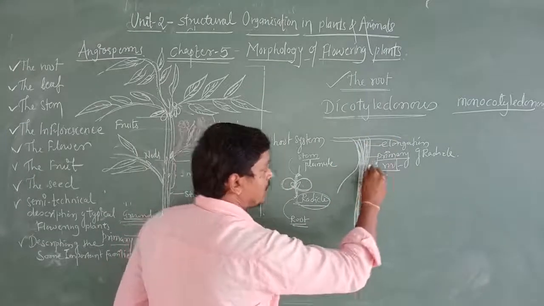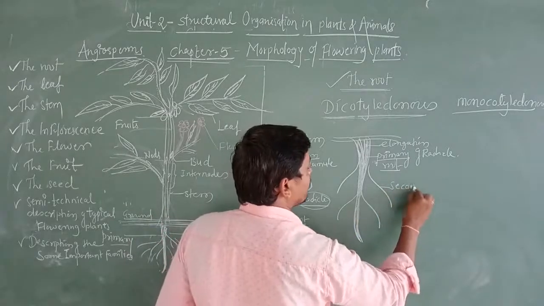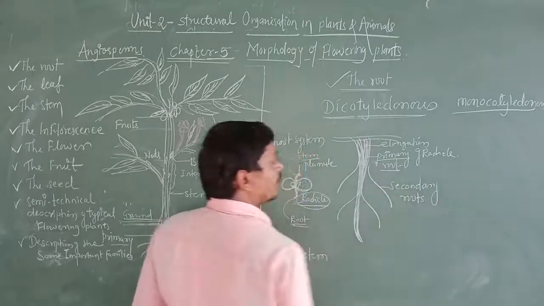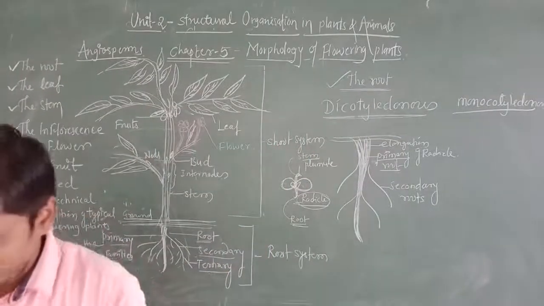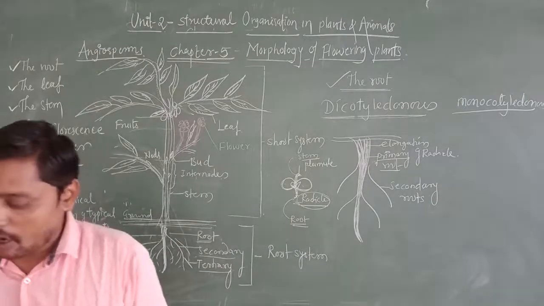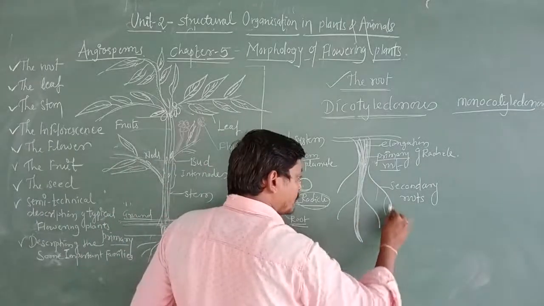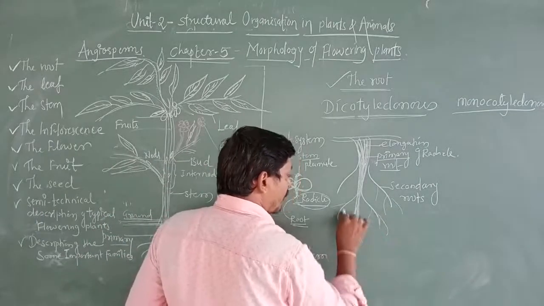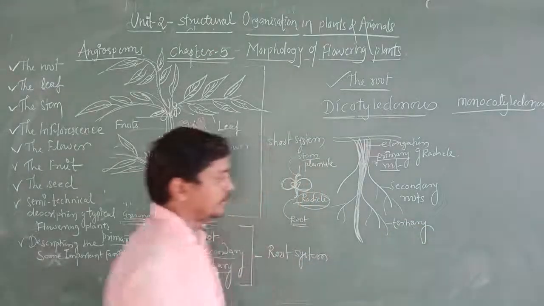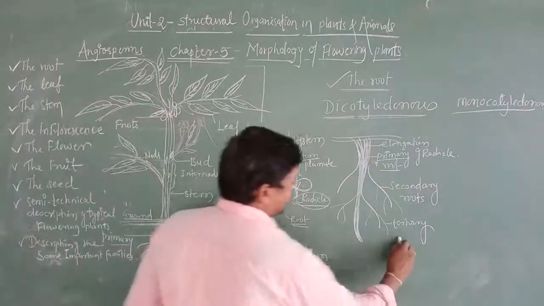Then next, like this, the roots are going to develop. Those are called secondary roots. From a primary root you are going to get the lateral roots of several orders, referred to as secondary roots, and further these secondary roots are going to form tertiary roots, and so on. Understood?